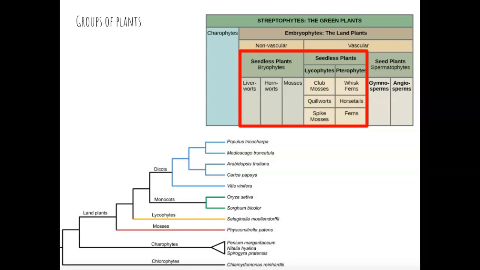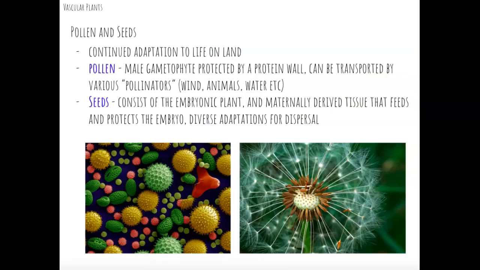Gymnosperms are going to be things that have cones like pine trees and fir trees and juniper trees, and angiosperms, which are all plants that have flowers. In land plants, the evolution of pollen and seeds was a very important adaptation for plants that were living on land. The evolution of those two structures allowed plants to diversify into many different ecosystems and types of environments that were further away from water.